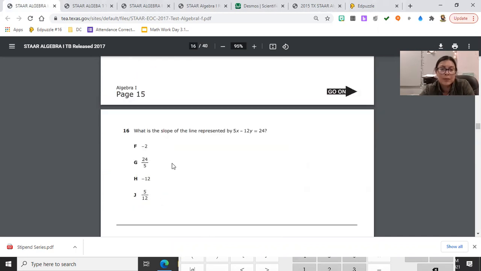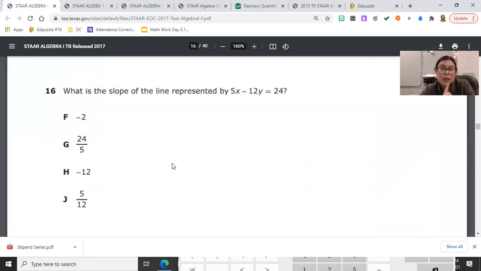Okay, let's try this one. So it's asking for the slopes. You're going to have to solve this one. You won't be able to do it by the graphing calculator. So stop the video and try it. All right, so let's see if you did it correctly.